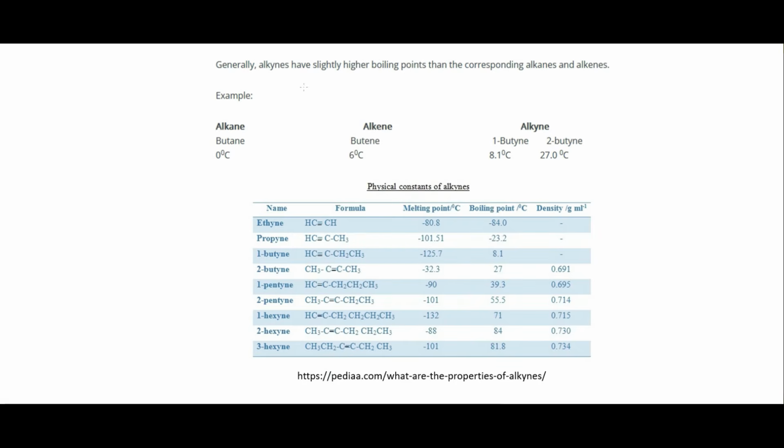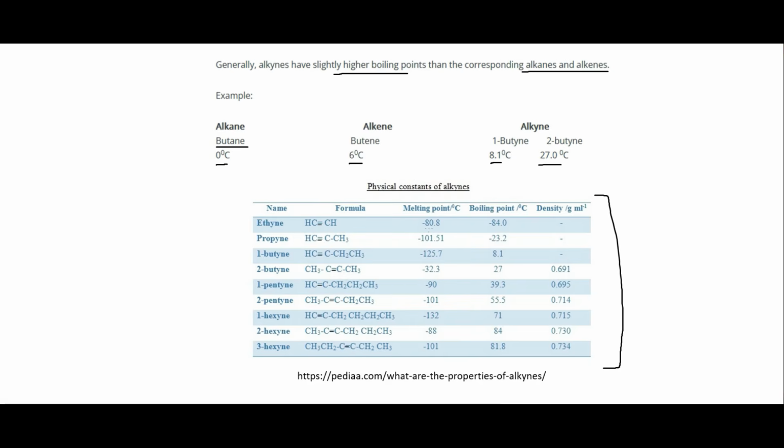All right, so some physical properties of these. Generally the alkynes have slightly higher boiling points than the corresponding alkanes and alkenes. So for instance, if we have butane here, this has a boiling point of 0 degrees Celsius. The alkene has a boiling point of 6 degrees. Then the 1-butyne and 2-butyne have 8.1 and 27 degrees Celsius respectively. So we can see the physical properties of the melting points and boiling points here.